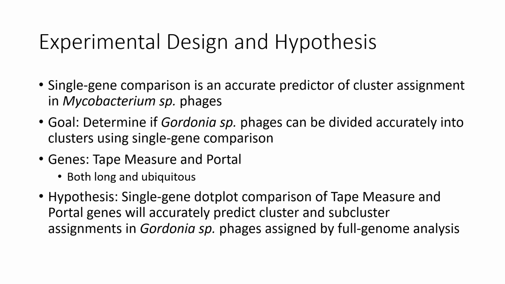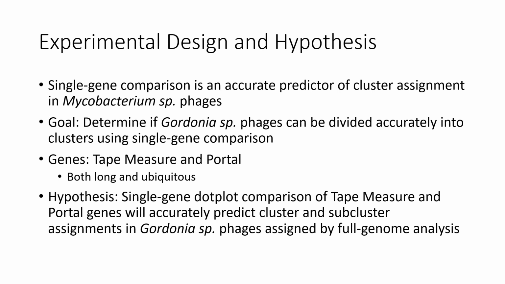I selected two genes to use in this test, the tape measure and portal gene. The reason I selected these two is that they're both long and ubiquitous. The reason that I look for long genes is that they are able to take on a variety of mutations without losing their function. And it's also important that they're ubiquitous and found in every single phage that I looked into. Otherwise, it would be impossible to do a comparison.